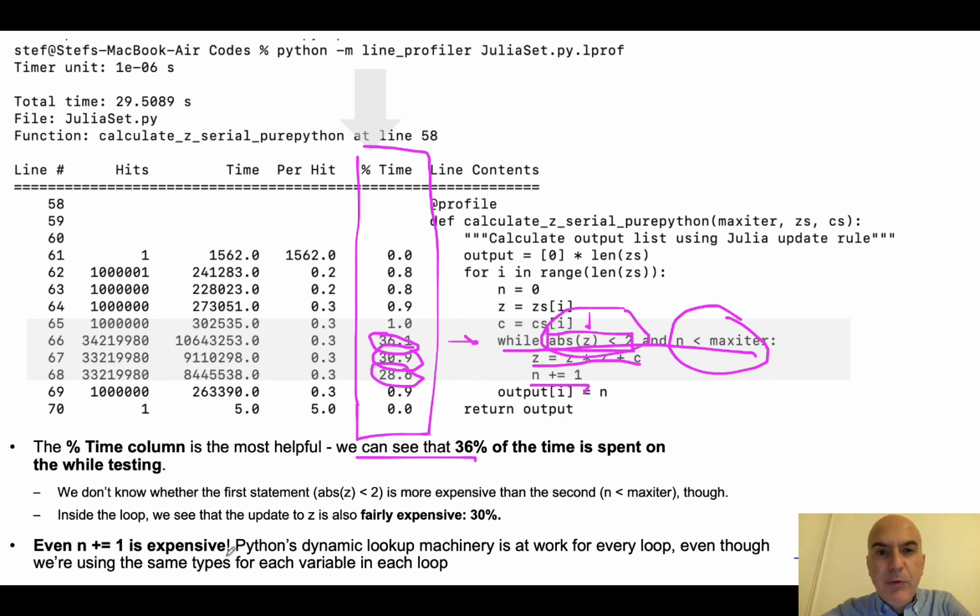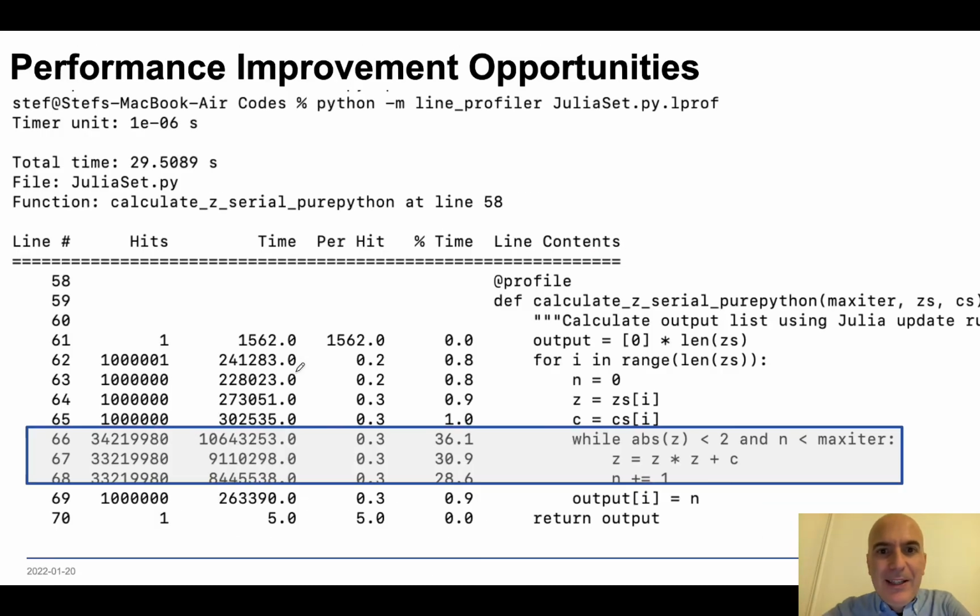To summarize this slide, when analyzing this calculate_z serial pure Python, we saw that basically 1/3 of the time of this function is spent on calculating this absolute function and this condition here. 1/3 is spent on calculating the function, and then 1/3 of the time is just spent on incrementing this n integer. Of course, this line profile allows us to understand improvement opportunities and where we need to go.